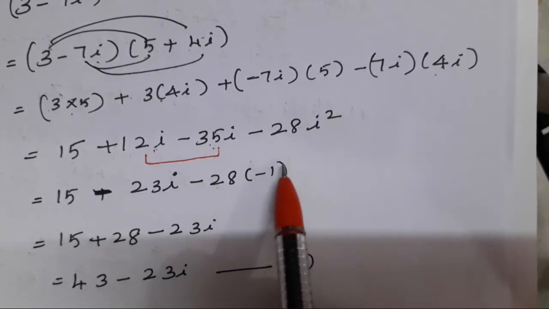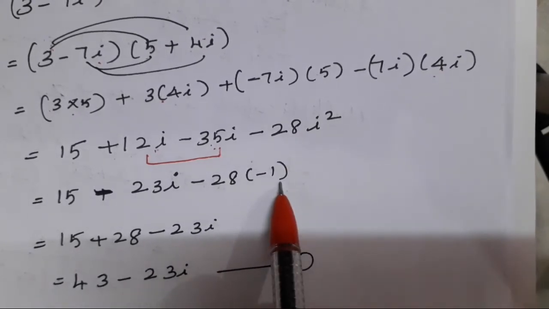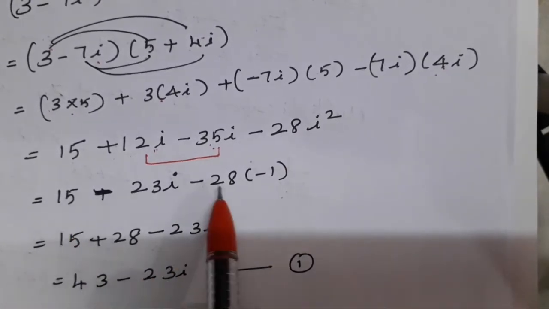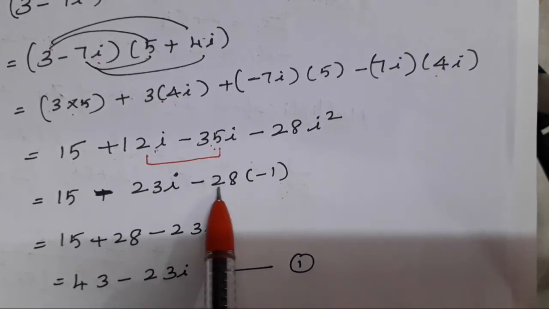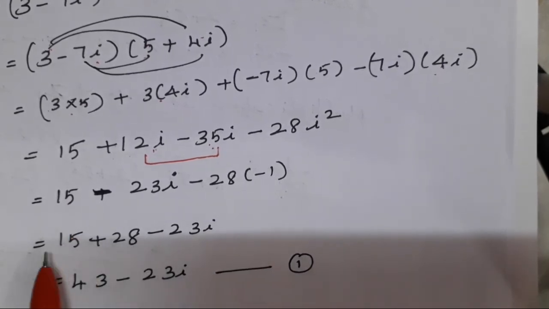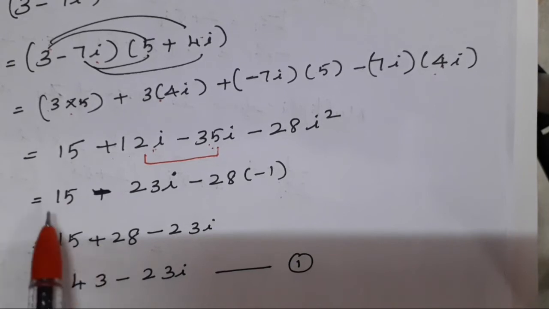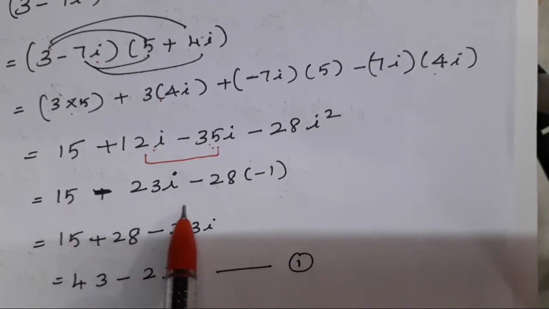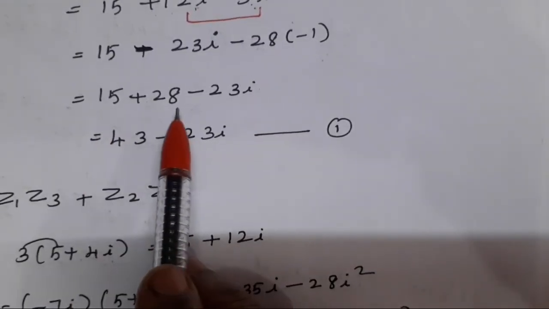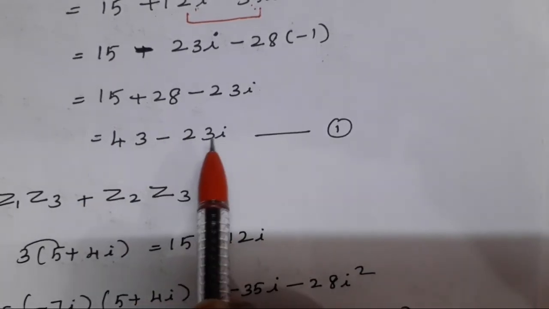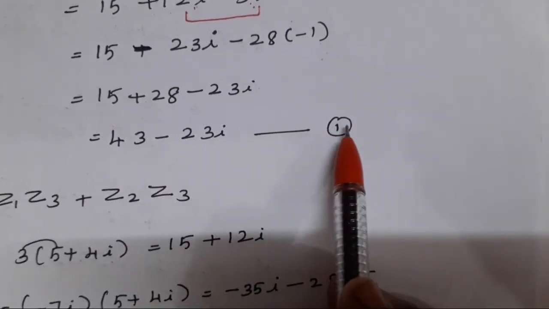What is the i square value? Remember it, always i square value is minus 1. Now minus into minus is plus, so 28 into 1 is plus 28. I arrange it for the real part: 15 plus 28, minus 23i. Now 15 plus 28 is 43, minus 23i. This is equation 1.